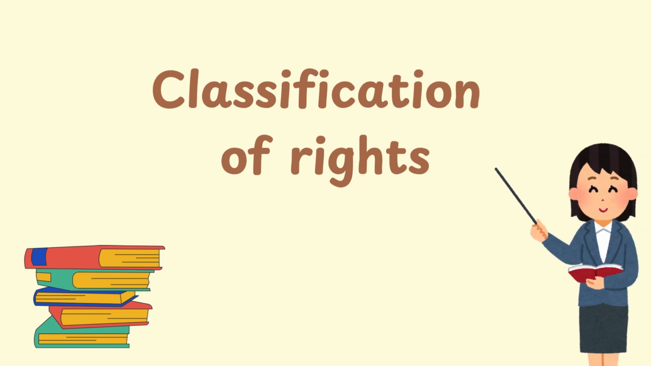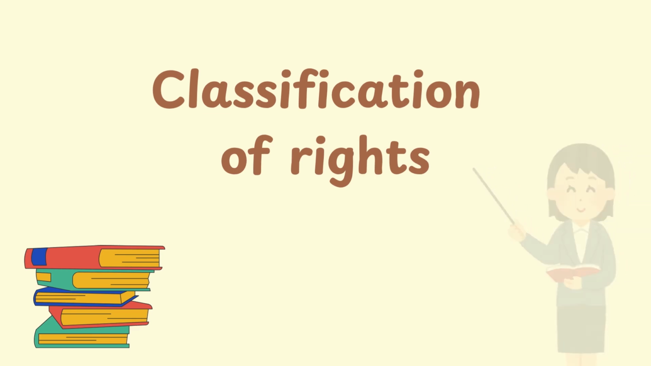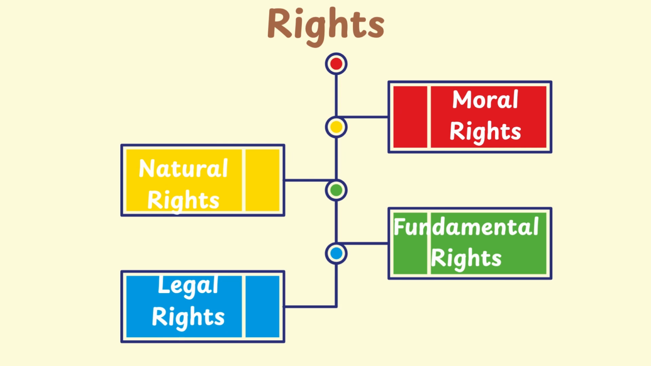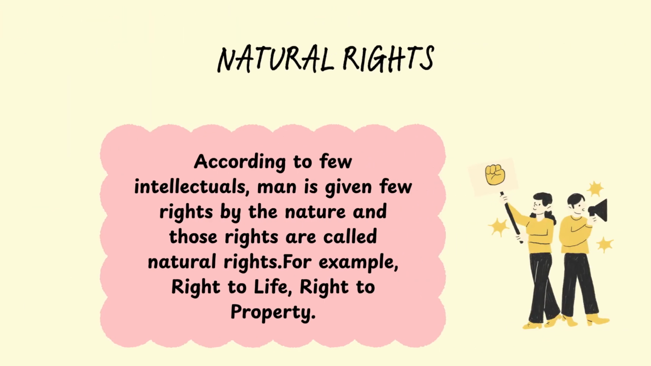Further, let's talk about the classification of rights. Rights can be classified into four categories: natural rights, moral rights, fundamental rights, and legal rights. First of all, we will talk about natural rights. According to a few intellectuals, man is given a few rights by nature, and those rights are called natural rights. For example, right to life and right to property.